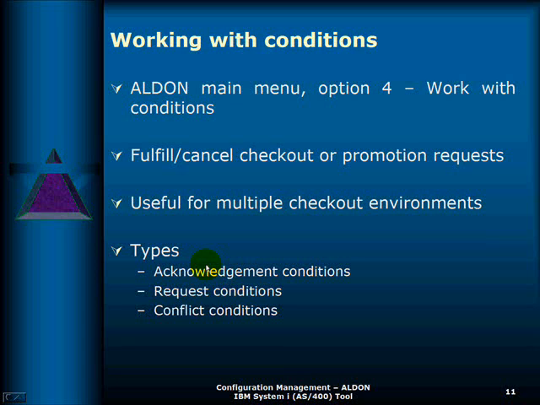Then there are conflict conditions, which are created when an object that is already in development is checked out again as a part of a multiple checkout operation, or when an active object is checked out as part of an emergency checkout operation. An active object is one which is present either in development, integration or quality assurance environments. Then you can check the conditions from the Aldon main menu, if you take option 4, work with conditions. Currently there are no conditions.